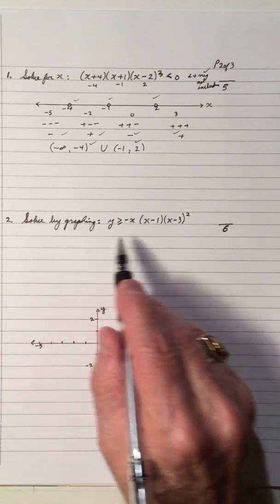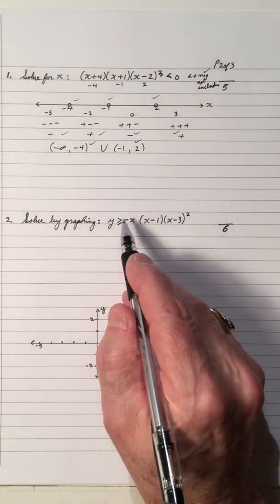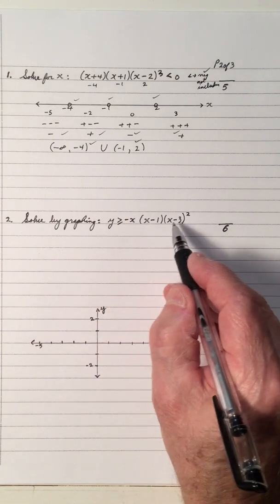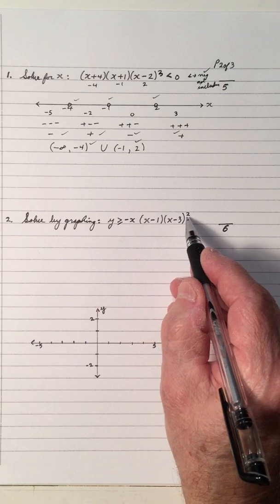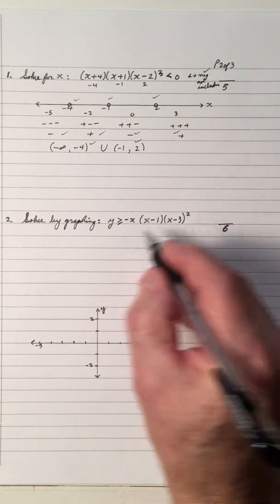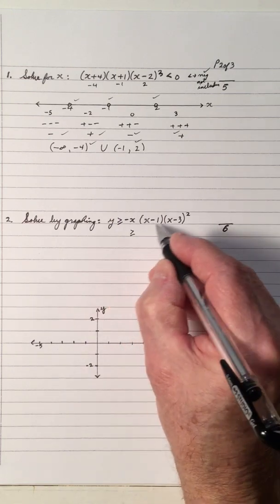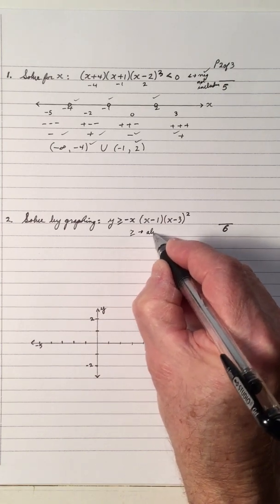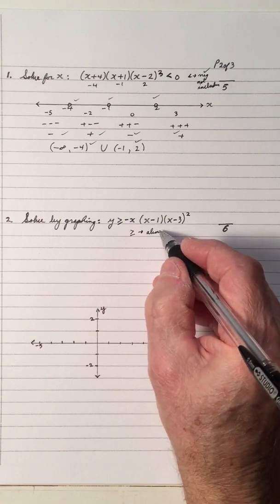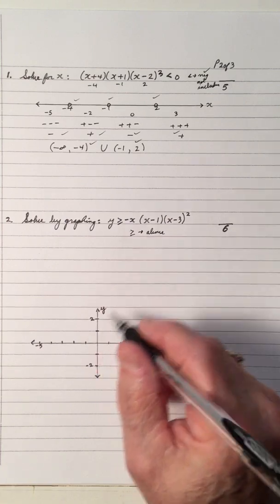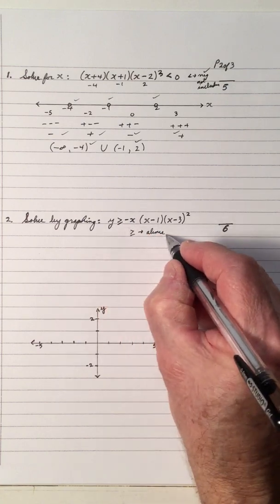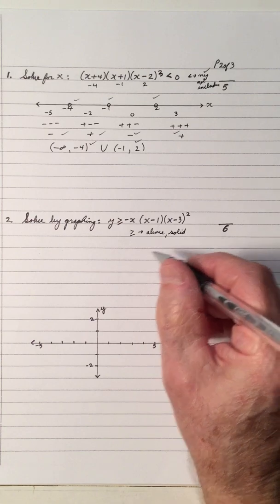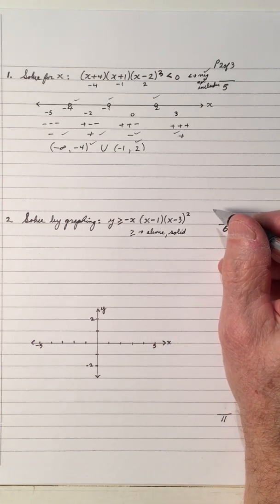Number 2, solve by graphing. So what we have is an inequality. y is greater than or equal to -x(x - 1)(x - 3) squared. So again, we have greater than or equal to. So greater than or equal to, I know I'll graph or shade the points that are above the boundary. And because I have an equal to, then the boundary will be solid, meaning all the points on the boundary are included in the solution set.